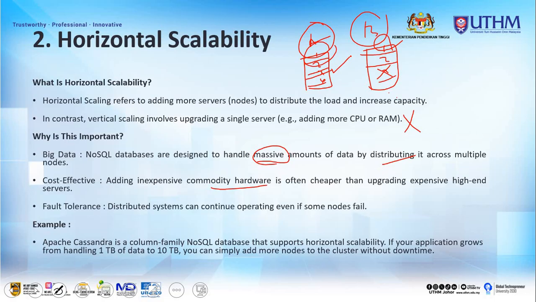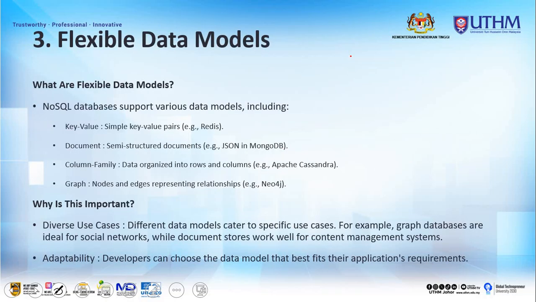For example, Apache Cassandra is a column family NoSQL database that supports horizontal scalability. If your application grows from handling 1 TB data to 10 TB data, you can simply add more nodes to the cluster without downtime. See, so this is the horizontal scalability, the importance of horizontal scalability, because it's working with massive amount of data. Remember, most of the NoSQL is working with unstructured and semi-structured data, which comes from big data, massive amount of data.